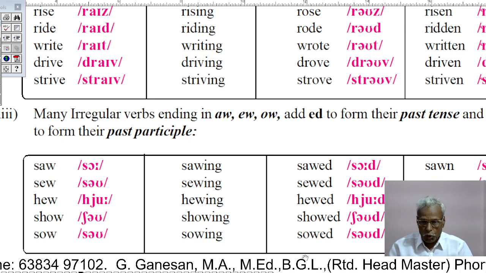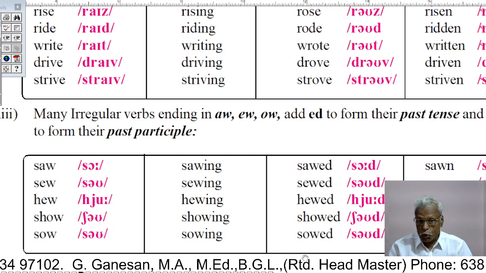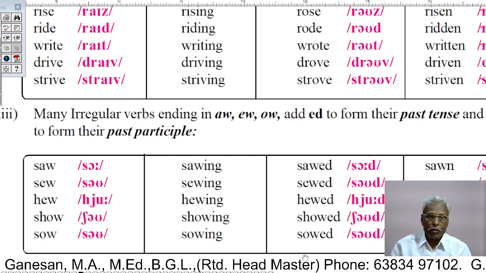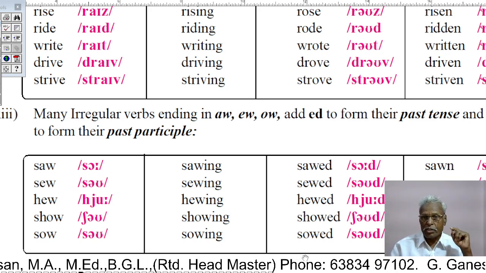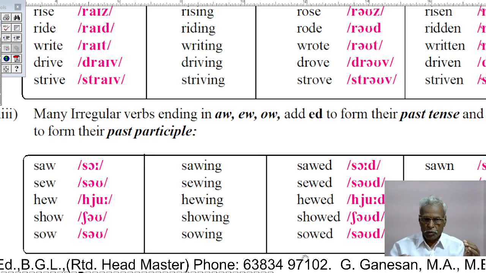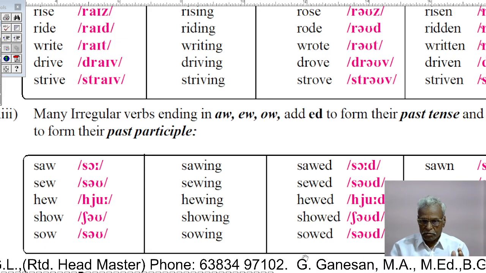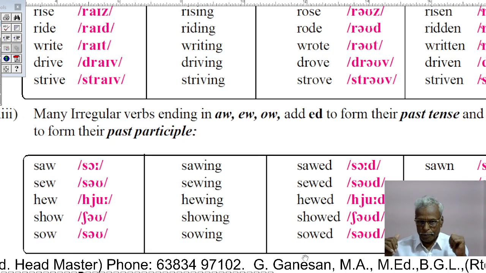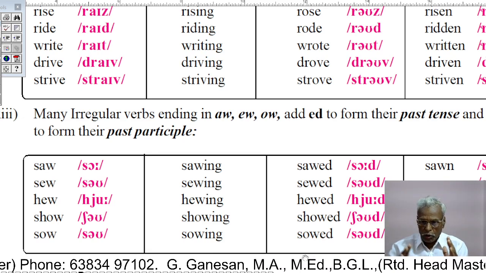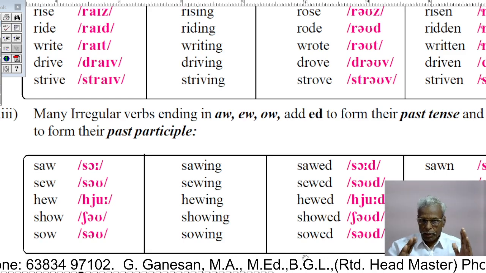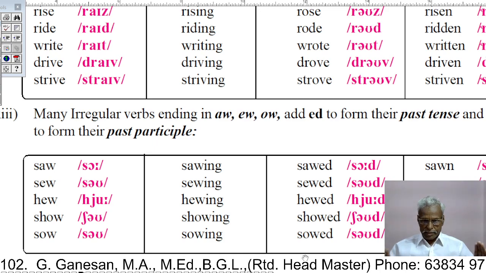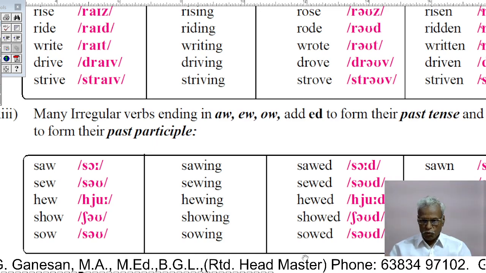See, sow, sown, not saw. It should be pronounced as its pronunciation, so. Sow, sowed, sown. Not sew. Hew, hewed, hewn. Show, showed, shown. Sow, sowed, sown.